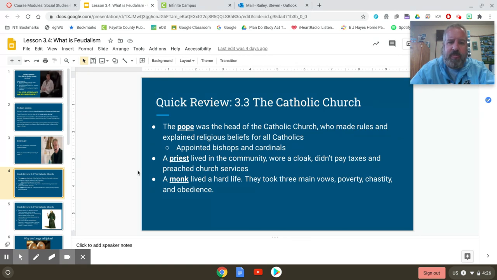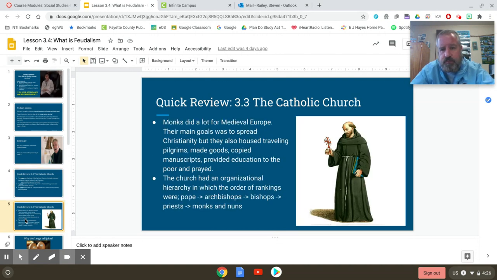So this gives us that breakdown. Remember, there were three really big, important groups in the Catholic Church. You have the Pope, then you have your priests, and then you have your monks. You can always pause this to read more. I'm just going to give you the highlights. You can pause it and read through exactly what the slide says for your full review.